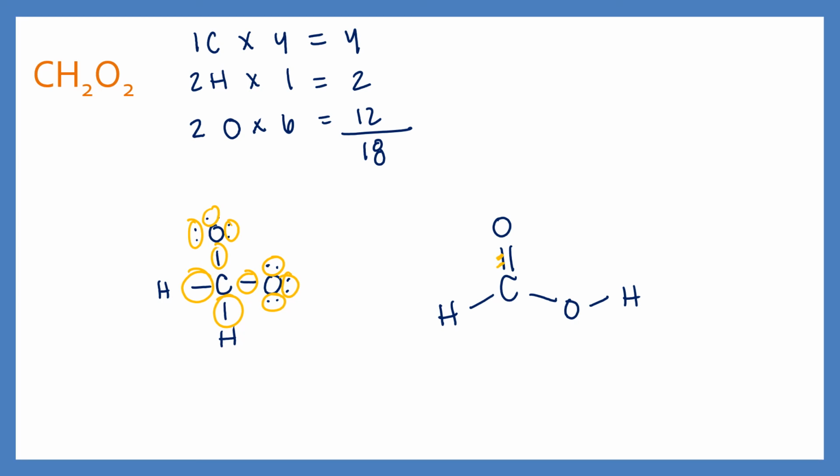Carbon is happy. It has an octet. But this oxygen only has 4 electrons around it, and so does this one. So they're only halfway there. The only way that we can fix this, since carbon is already happy, we can't add more multiple bonds, we're going to have to put lone pairs on the oxygens. Now let's see how many electrons this uses up. 2, 4, 6, 8, 10, 12, 14, 16, 18. So this is the correct structure for this molecular formula.